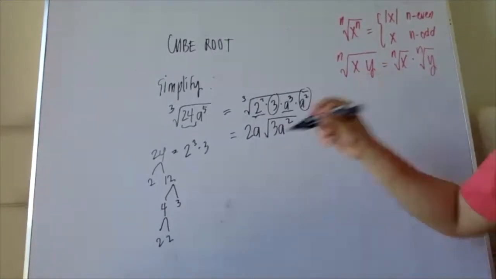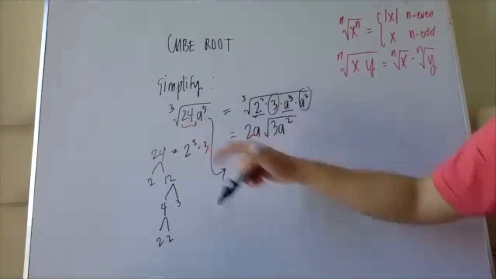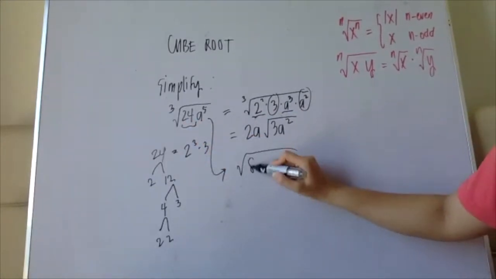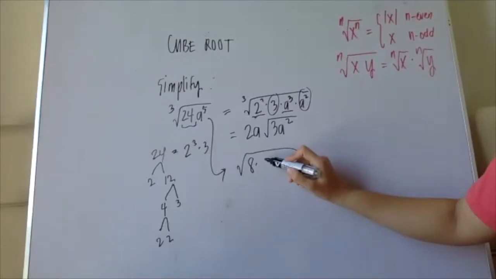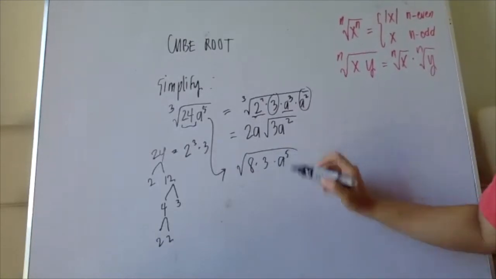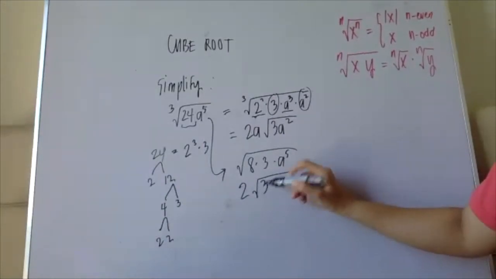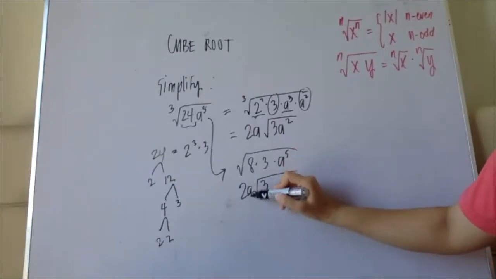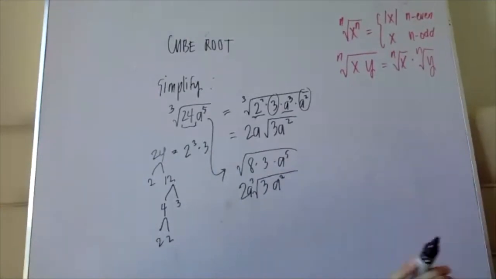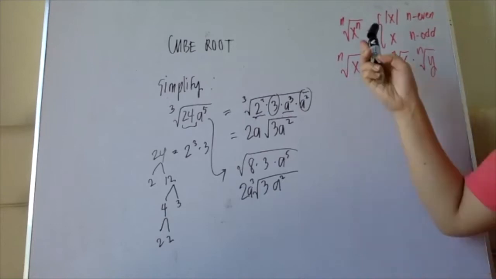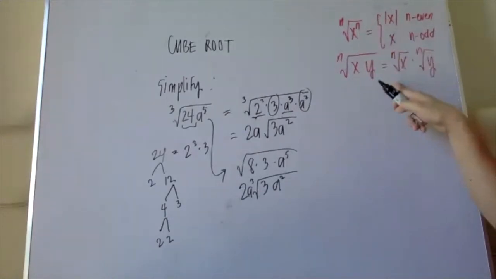Okay, or if alam mo naman na yung factors ng 24 na perfect cube, 8 perfect cube times 3 times A raised to 5. So, pwede mo ilabas yung 8, this means 2, pwede mo ilabas yung A raised to 3, A squared. Okay, so basta just follow yung rules ng ito. Okay, follow nyo lang yan.